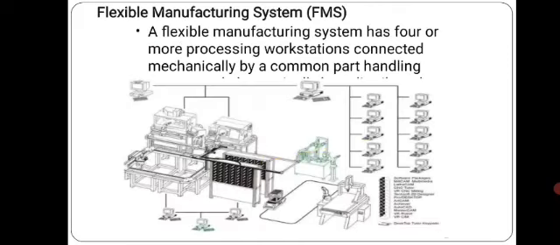Then flexible manufacturing system. A flexible manufacturing system has four or more processing workstations connected mechanically by a common part handling system. You can see this image. So different workstations are connected with the automatic material handling device and computer control setup.